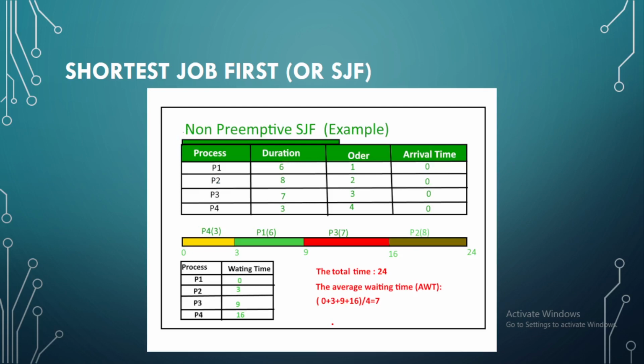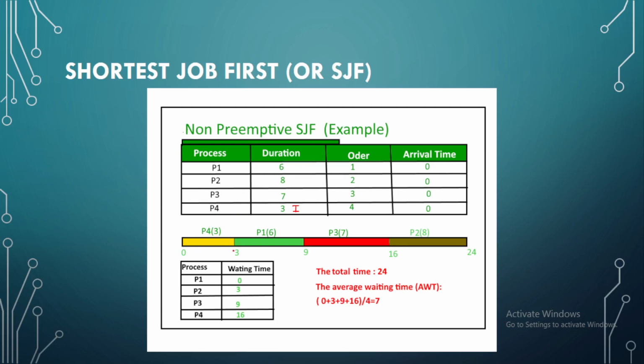Here is an example for the non-preemptive shortest job first algorithm. Here we have four processes, process 1, 2, 3, 4, and their execution times: 6, 8, 7, and 3 for process 4. Arrival time is also given. Here we have to build a Gantt chart first. The smallest process among the given processes, with an execution time of 3, is P4. Among these processes, P4 is the smallest and will be executed first. So P4 will be given the CPU first and it starts executing.